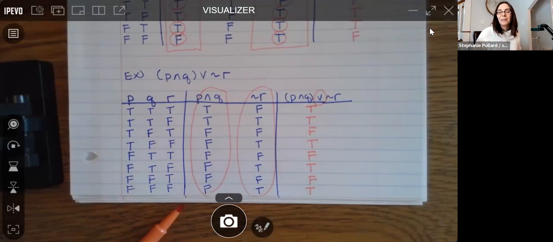So that is how we do our truth table. We go one little piece at a time, make sure you have all the variable combinations included, and then just be really careful with and versus or. They have different outcomes, right? So for and to be true, all parts have to be true. For or to be true, you just need one of them to be true. So that's going to change the outcome here.